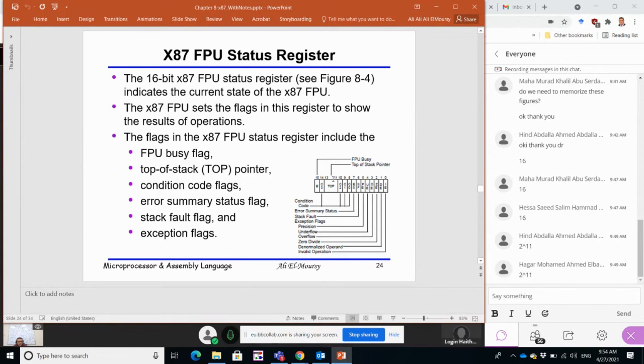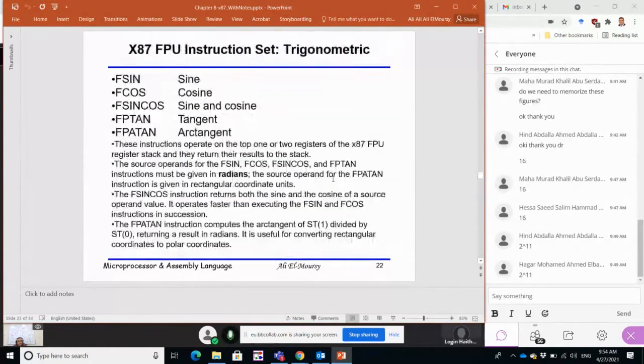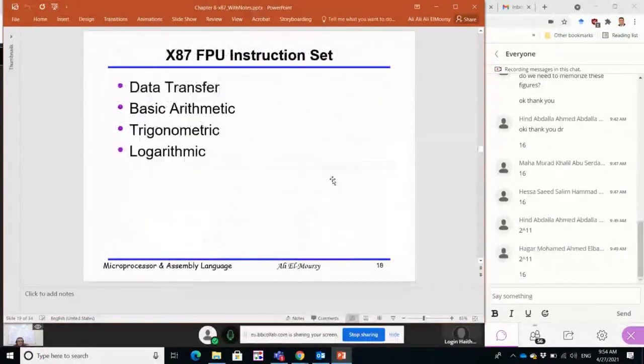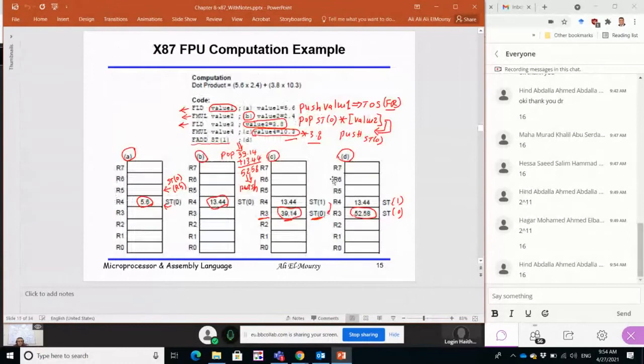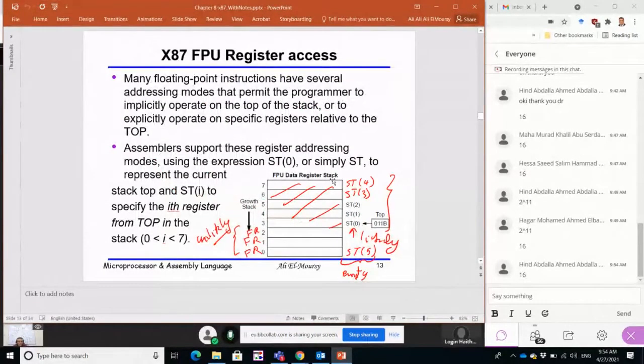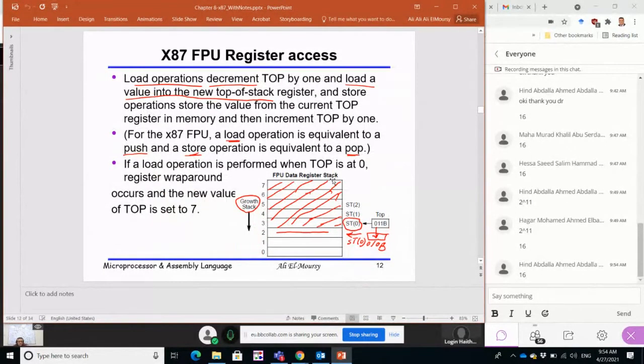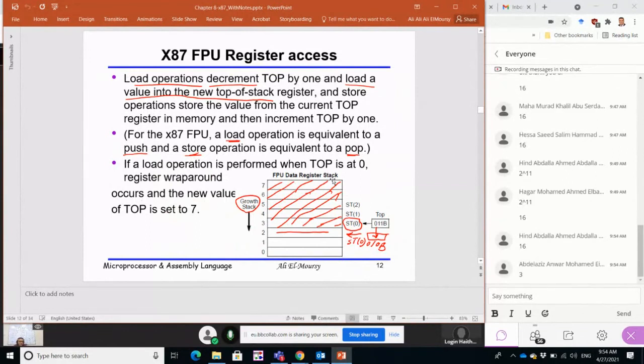Let's see if the answer is right or not. How many bits for the top? How many bits for the top? Wrong answer. How many bits do I need for the top?